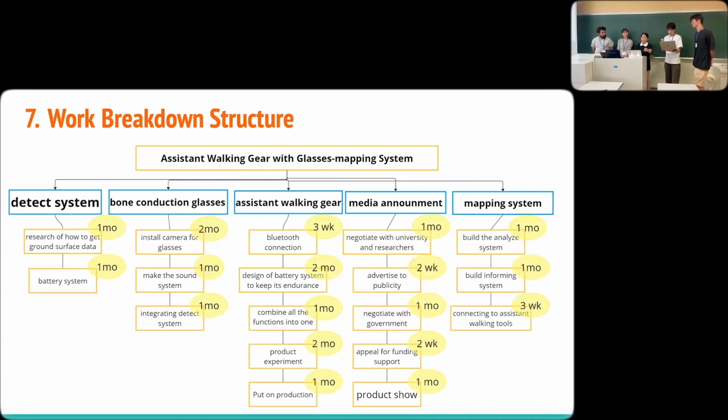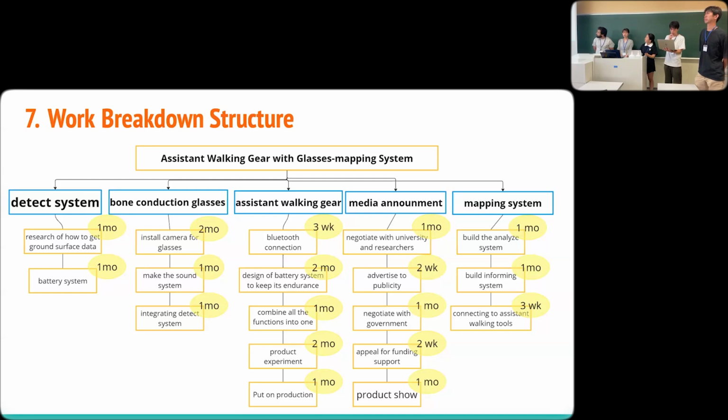Okay, so this is the work breakdown structure. In this project, we have mainly 5 types of work. First one is we will work on the detect system. This is the system which is how we detect the ground surface. So we have 2 tasks in this work. And second, we will make bone conduction glasses. This glasses has the function of scanning the ground surface and delivering the sound by vibration. And this work has 3 tasks.